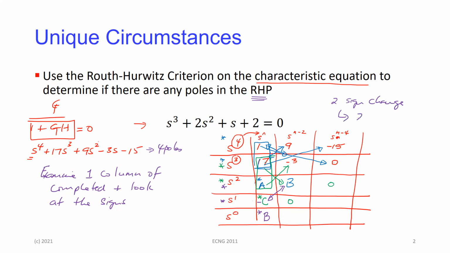which means there are 2 poles in the right-hand side of the S-plane, right? So you get all of that information without having to solve that characteristic equation and find out the actual values of the poles. Okay, so that was where we ended in summary. So this is how the technique works.